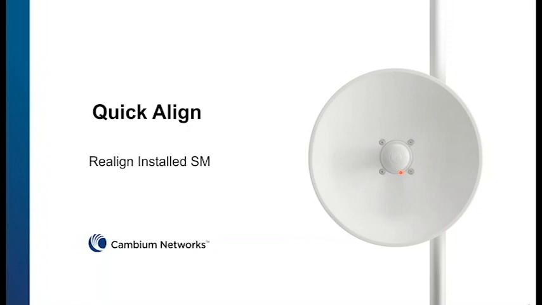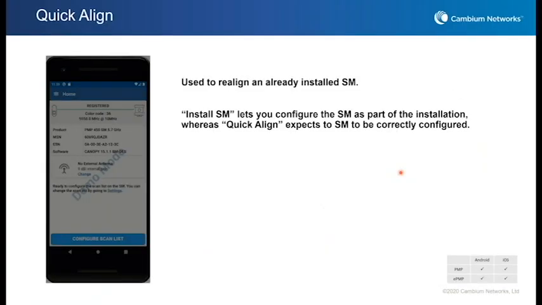A lot of the times it's basically a customer saying, my performance is bad, something went wrong, come take a look. And during that time, the installer's work there is basically to realign the SM, or maybe relocate the SM to a different location. The SM is already fully configured, so there's no need to walk through the process of configuring the SM. All you need to do is realign the SM, run a link test, validate the install, and leave. So the quick align allows you to do just that.